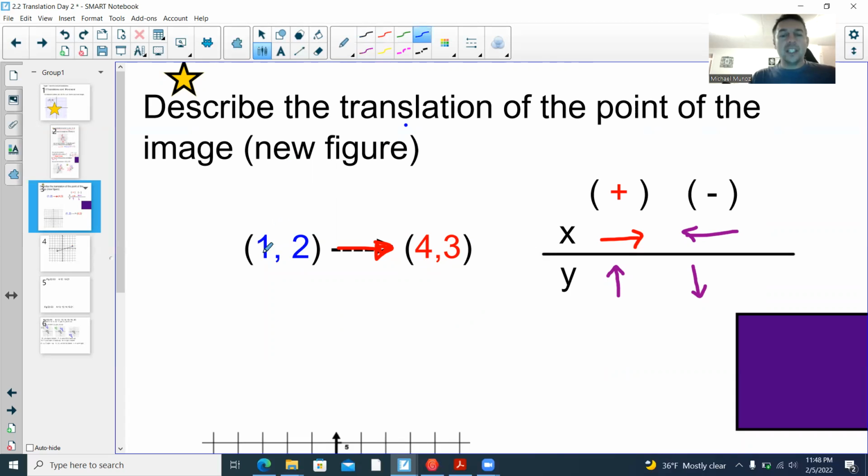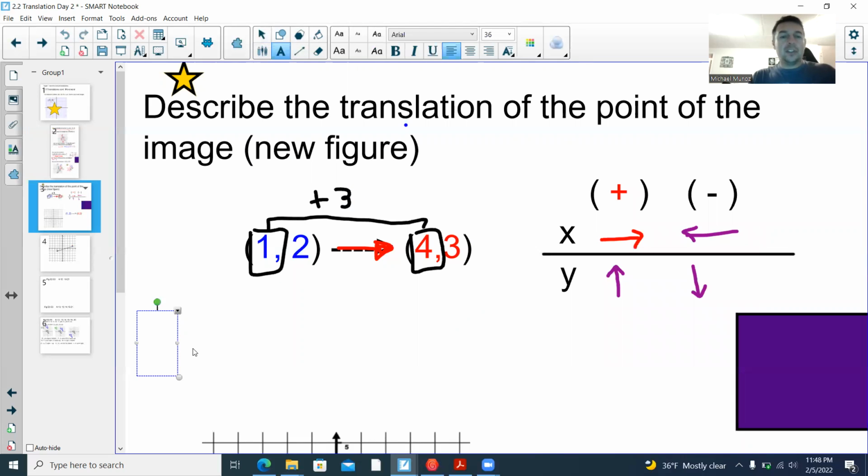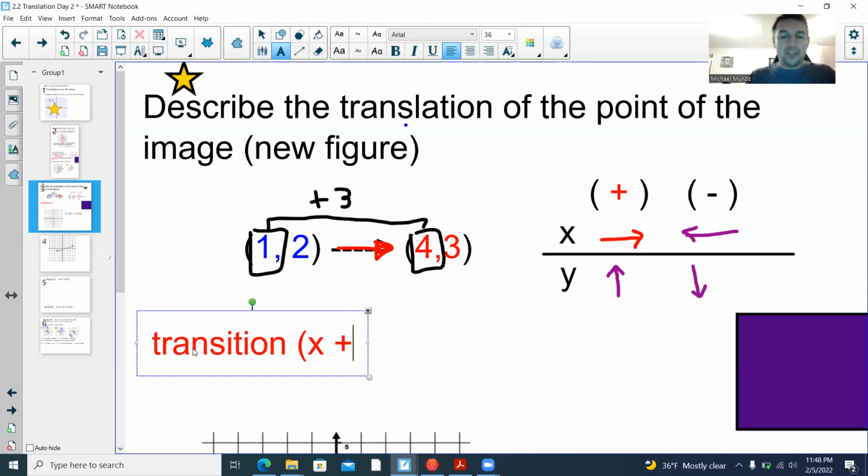And the way that I do that is I'm going to look at my x's first. So I'll pay attention to my x's first. 1 to 4, I have to see what's happening to them. So from 1 to 4, you have to think if I'm increasing or decreasing. In this case, I'm adding a +3. So when I write that first part, if it doesn't move, then you wouldn't have to put anything for x. If it was 1 and 1, you wouldn't mention anything. So I'll put a translation: x plus 3.